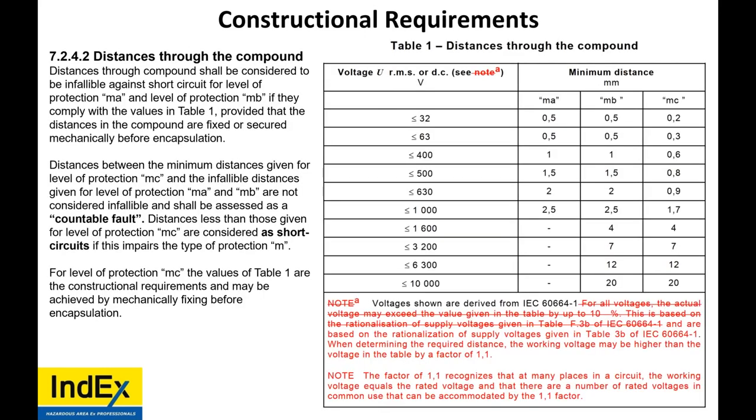So, what about distances through the compound? As the voltage goes up, the required distance goes up. But as we know, MA for zone zeros can only go up to 1,000 volts. So you have to have a minimum of 2.5 millimeters of compound in between everything in the device. But as you get to MB and MC, you can get up to 20 millimeters thickness requirement. Okay? So this table is here for that.